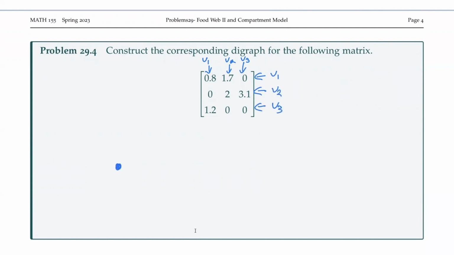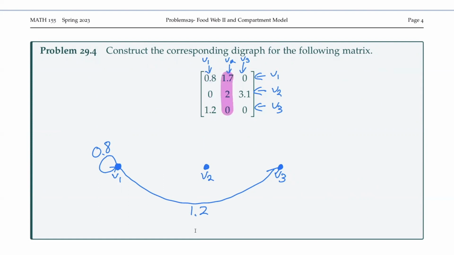And then I need to construct my graph, a directed graph, encoding this information. So what can we do? Let's start off with this first column here. So this is describing everything going from V1 into something else. So we have V1 going to V1 is 0.8. We have V1 going to V2, 0, so there is no V1 to V2 arrow. And there's a V1 to V3 arrow here, weight 1.2.